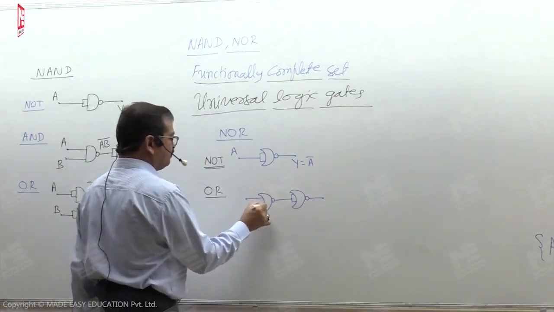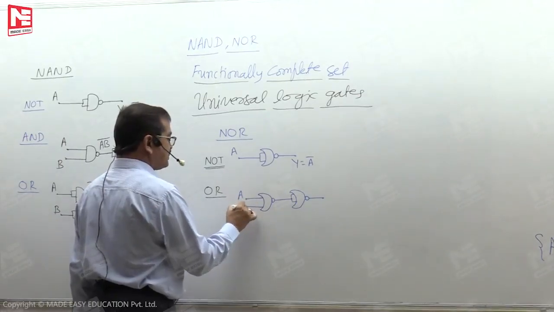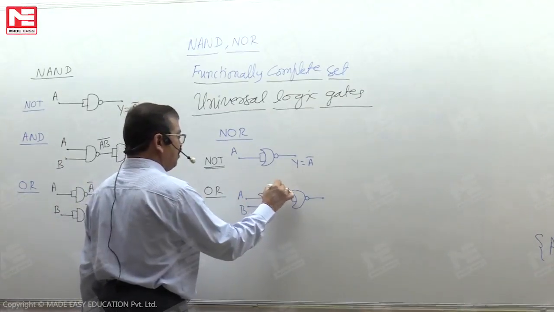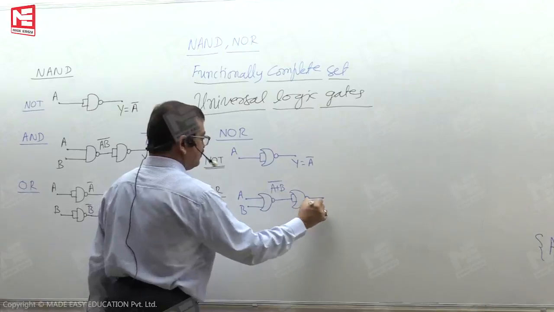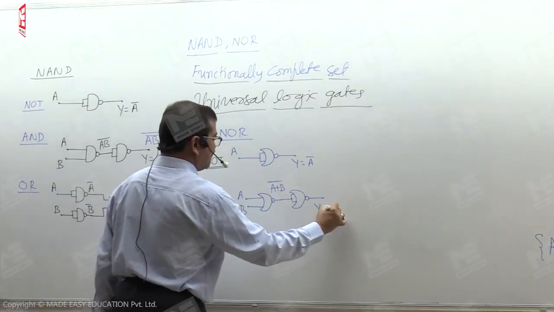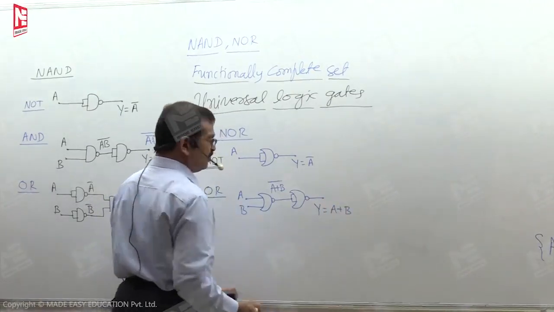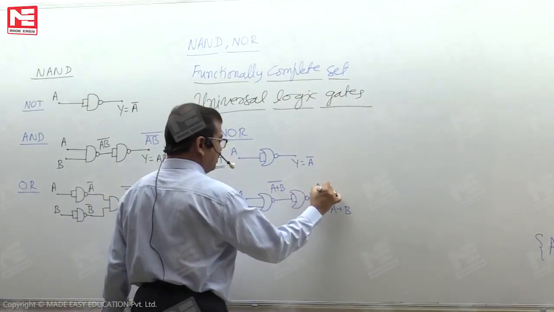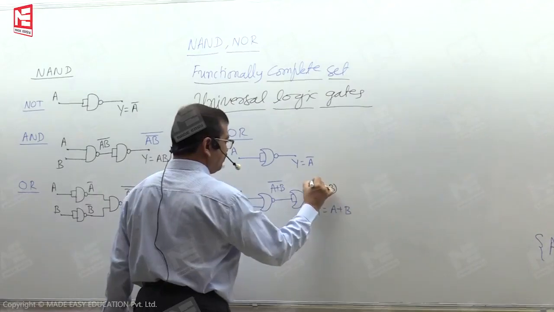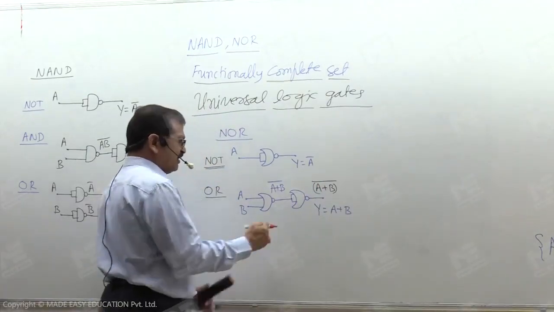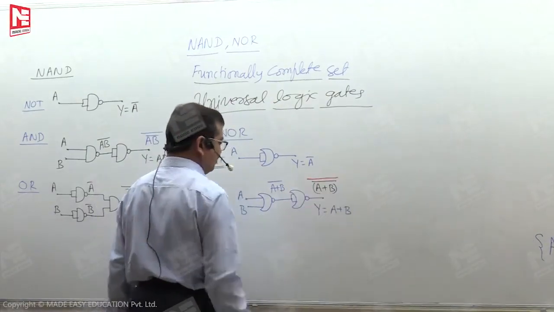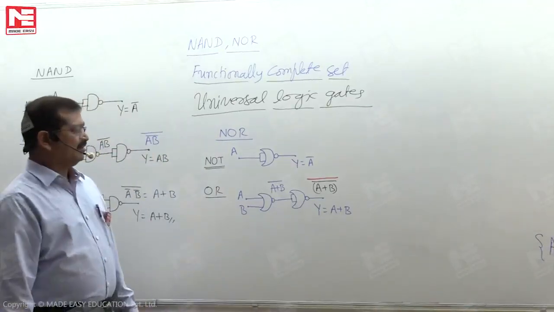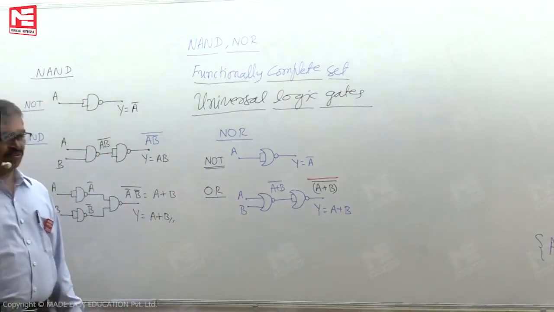So we are looking here. The first NOR gate output is A or B complement. Hence, the second NOR gate output is effectively A or B, because the second NOR gate input is A or B complement. Because of the NOT operation by the second NOR gate, finally the result is only A or B.